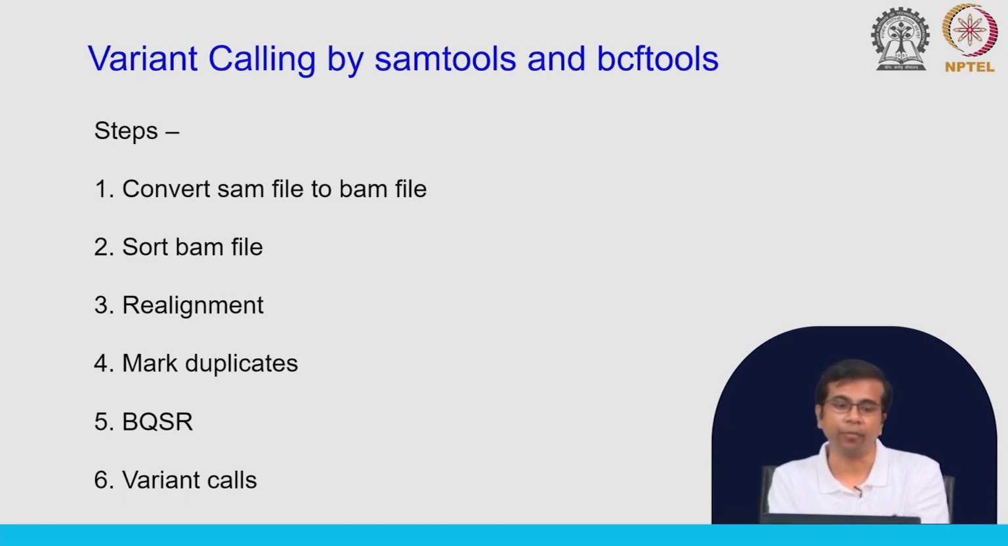So, we need to identify duplicates in the data. The fifth step is the base quality recalibration. Again, as I said, we will not do this step in this class because of the time constraints. It is a very computationally expensive process, and finally, we will do the variant calls. Okay. So, the idea is to give you an idea of how you can proceed, and of course, you can try out different things.